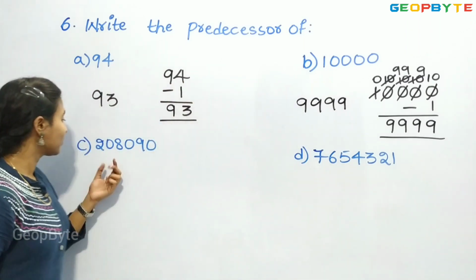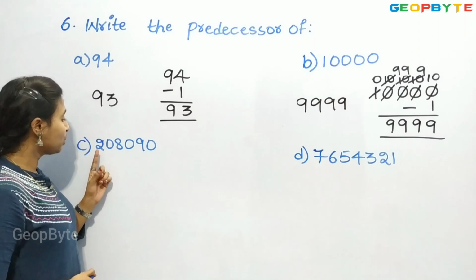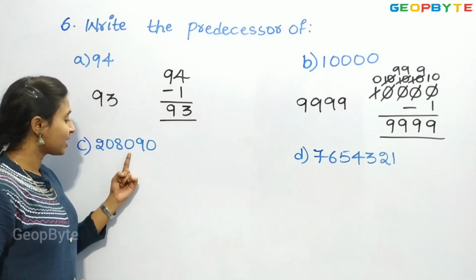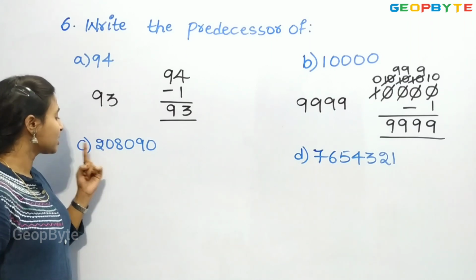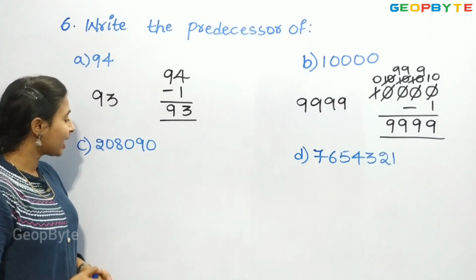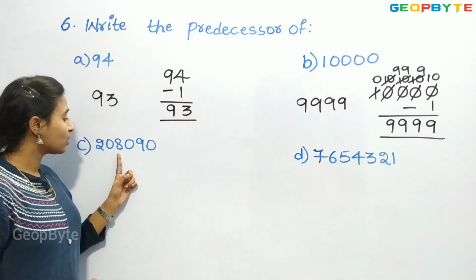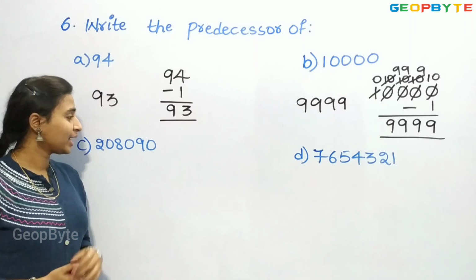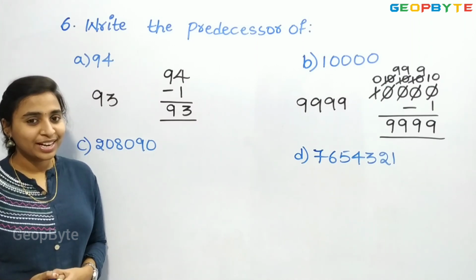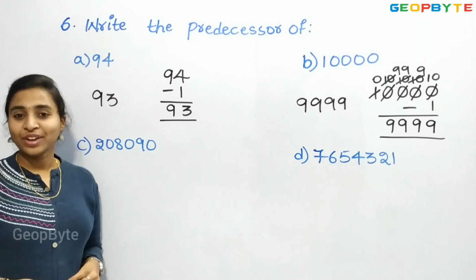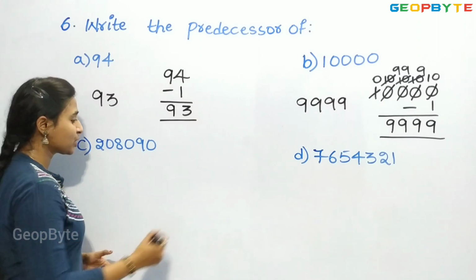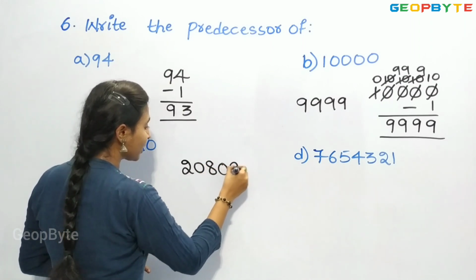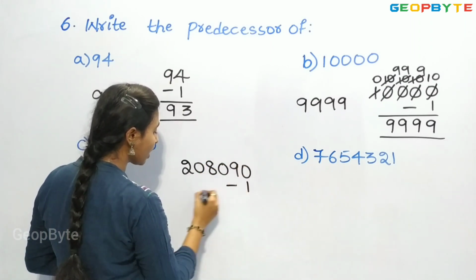Now, let us see third one. We have 208090. That is ones, tens, hundreds, thousands, 10,000s, 1 lakh. So, it is called as 2,08,090. To find out the predecessor of this number, we need to subtract 1. So, 2,08,090 minus 1.